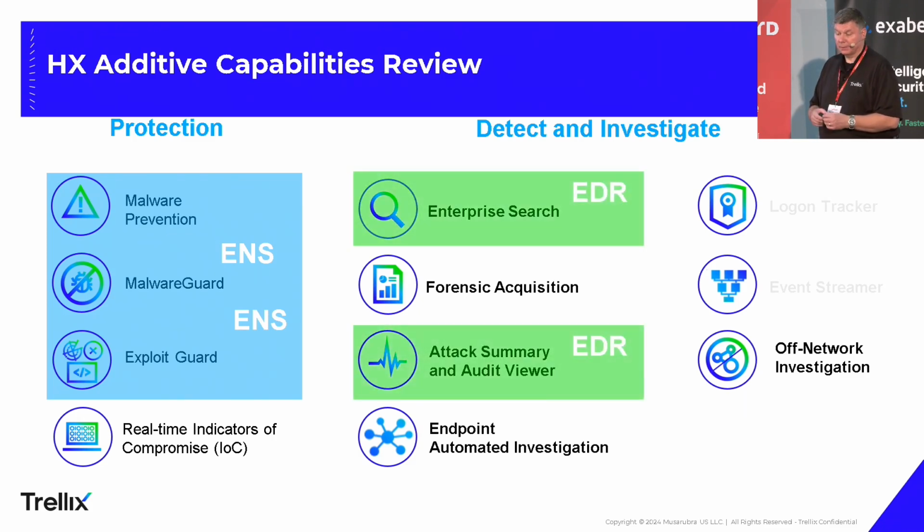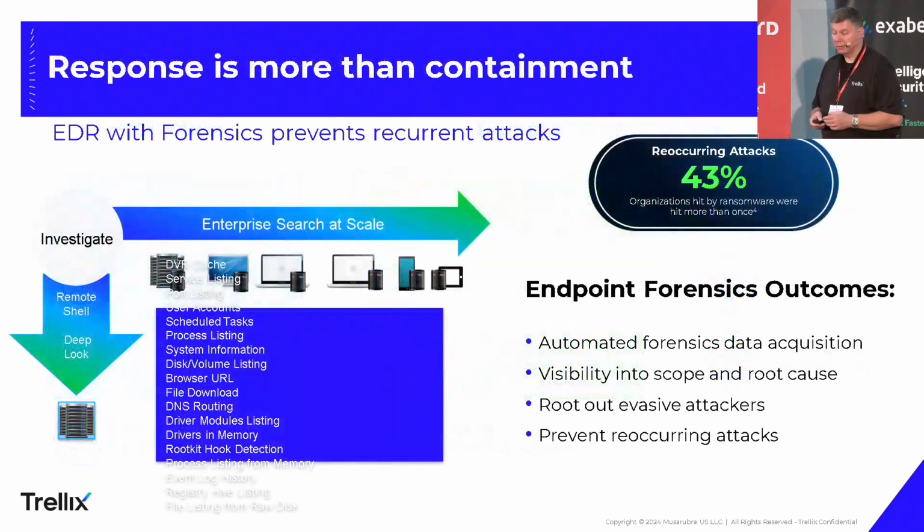So from ENS, we've got the malware protection, the malware guard, and the exploit guard. From EDR, when we extend out the ENS side of things into EDR Cloud, we've got things like enterprise search and attack summary and the audit viewer. And then from the HX side, we've got the forensics acquisition and the endpoint automated investigation as well. And of course, becoming ever more important is the real-time indicators of compromise, because the indicators of compromise help us identify potentially what happened and also what might be the future trends in terms of what's happening in our environment.